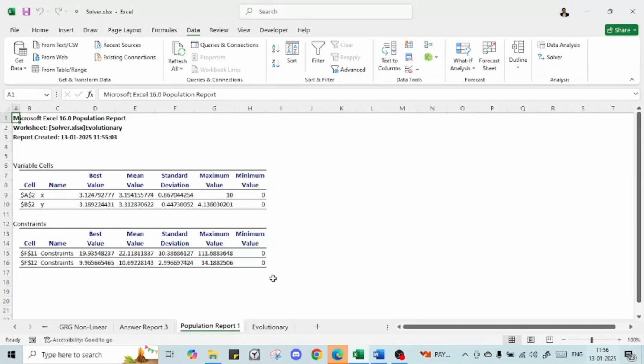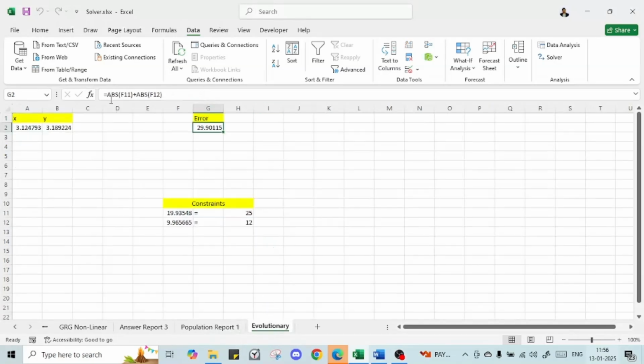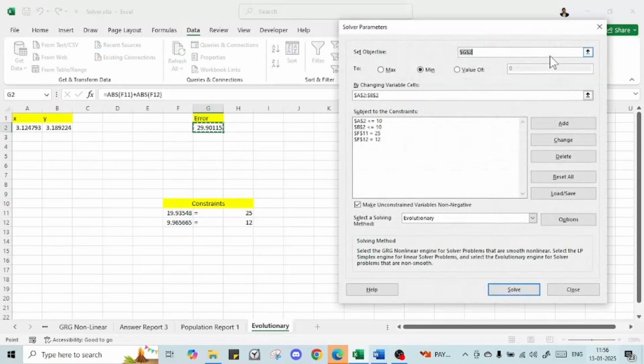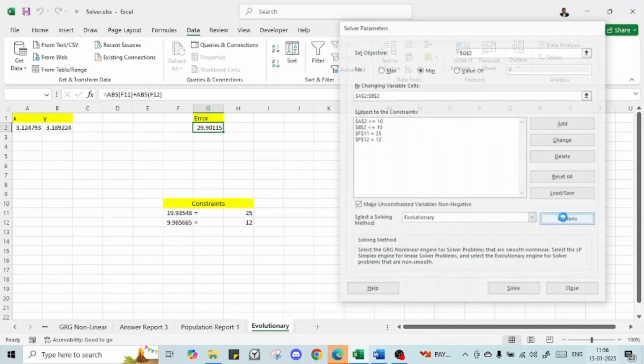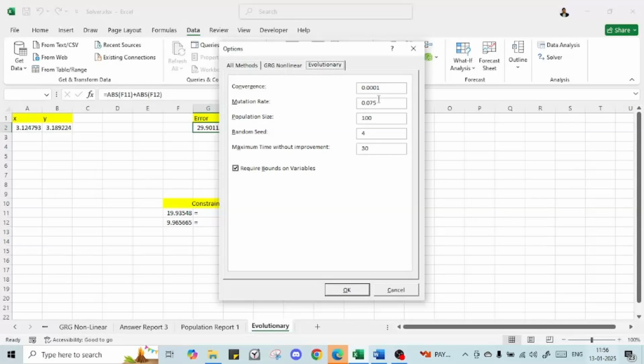I'm going to try once more with a few other tweaks, because this error of 29.90 is very high in nature. So let me try to take it as minimal. Let us take it as a minimal thing. Let's make the convergence and the population size the ones to be tweaked.